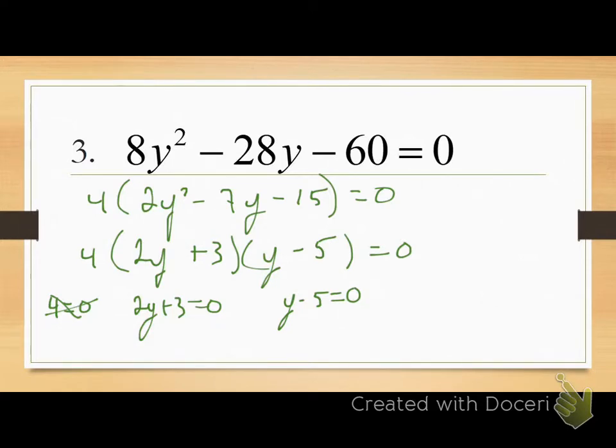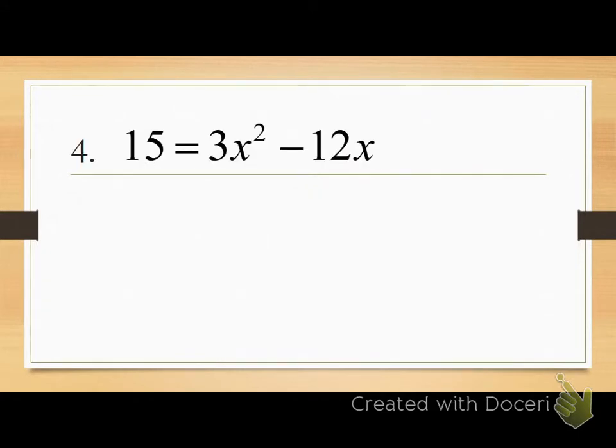So we solve this guy. Subtract 3, divided by 2, and y is negative 3 halves. Add 5, and y is 5. And there are our two solutions. Okay? So factor out a GCF. Sometimes the GCF will help us get to a solution, but not all the time. Okay? We may come across one that will allow the third factor to give us a solution. And so we'll talk more about that when it happens. Okay? All right.